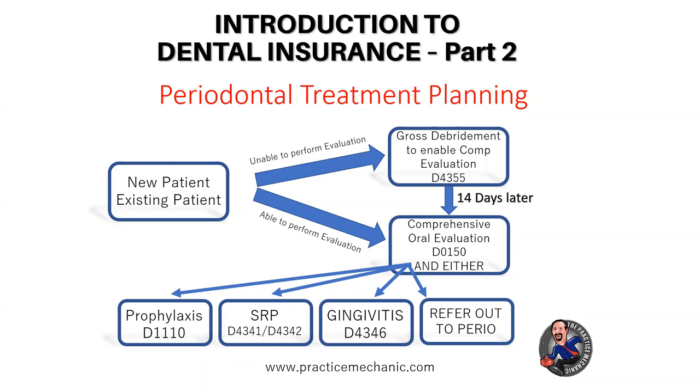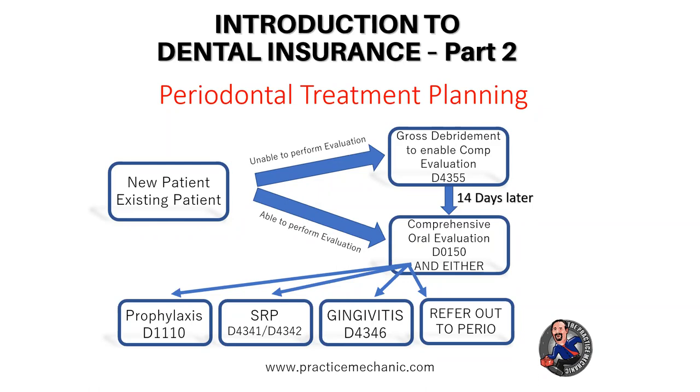from that point forward. Like I said, in my experience and opinion, that is where the vast majority of these returning patients are going to fall after a gross debridement, but it is not all, it is just some. Could be a prophy, could be D4346, the scaling in the presence of gingivitis.